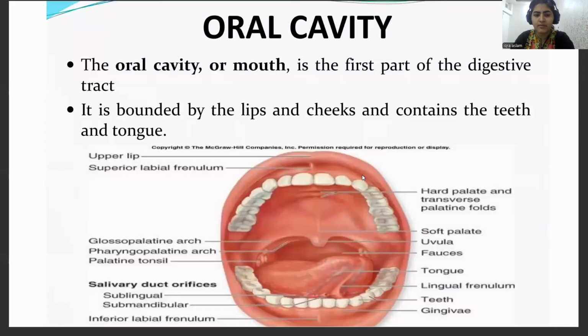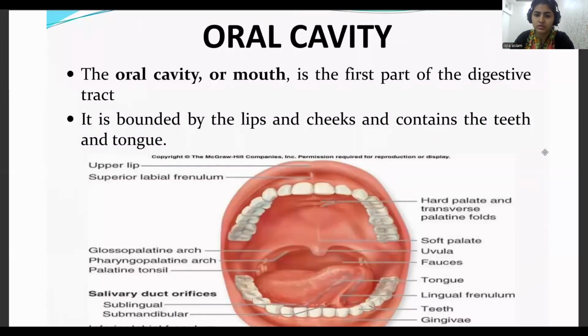So, what is the oral cavity or mouth? It is the first part of our digestive tract. Everything we eat goes through our mouth. It is bounded by cheeks and lips, and contains the tongue. As you can see in the diagram, we have lips, cheeks, teeth, gums, everything. We will be further dissecting every part in upcoming slides.